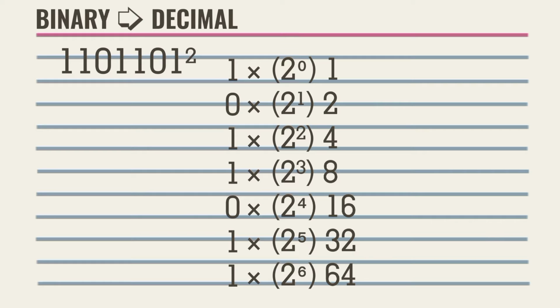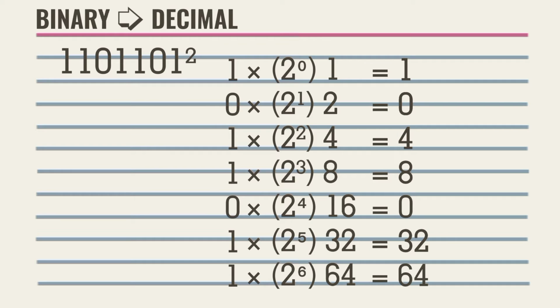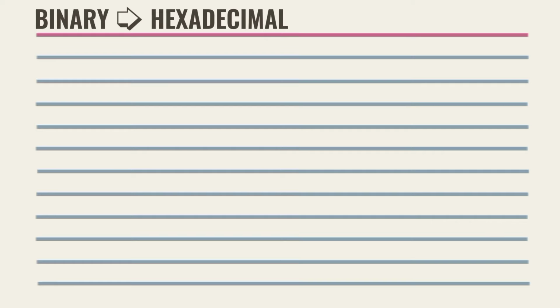So the process will be 1 times 1 is equal to 1, 0 times 2 is equal to 0, 1 times 4 is equal to 4, 1 times 8 is equal to 8, 0 times 16 is equal to 0, 1 times 32 is equal to 32, 1 times 64 is equal to 64. Next thing is to add all of these up. Since 221 is the sum, then 221 is the decimal form of 11011101. Lastly, let's convert binary to hexadecimal.